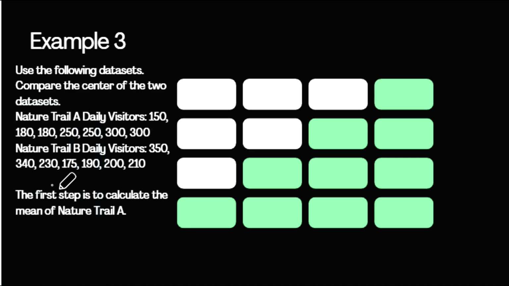So first step is to calculate the mean of Nature Trail A. Mean is the hard part. Mean is doing the math. So we're going to add all of these together and then divide by the number of addends. So we have 150, 180, 180, 250, 250, 300, 300. And then we have 1, 2, 3, 4, 5, 6, 7. So we have 1610 divided by 7 gives us 307. So Nature Trail A mean is 307.